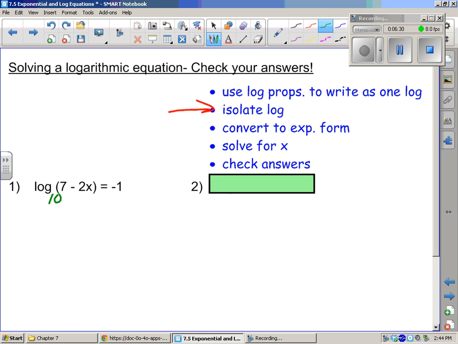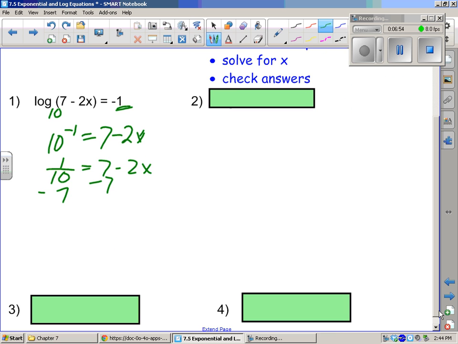Yep, so I could say b to the x power equals the y, which is the parentheses stuff. Yep. 10 to the negative 1, that is 1/10. Or you could do a decimal, doesn't really matter. And then your steps will be subtract 7 and then divide by negative 2. Running out of room there. So I get negative 6 and 9/10 equals negative 2x.